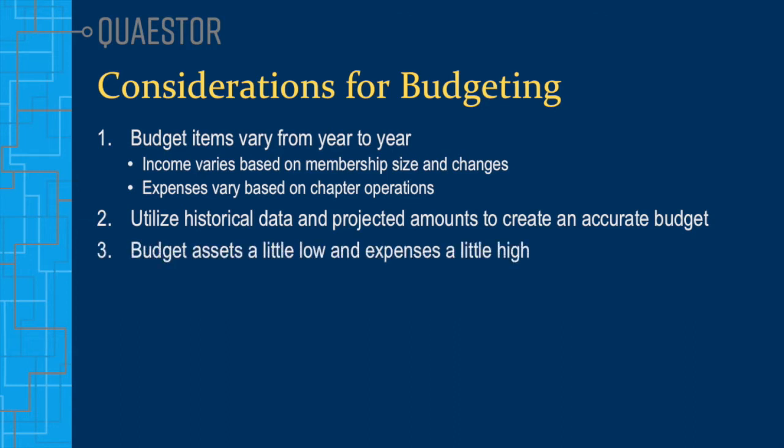To further help with these estimates, it is common practice when building a budget to budget your assets or income a little low and your liabilities or expenses a little high. The goal of this practice is to reduce the probability of overstating your income and understating your expenses. It would be better to collect a little more income and pay out a little less in expenses than to collect less than what you budgeted for and spend more than what you anticipated.